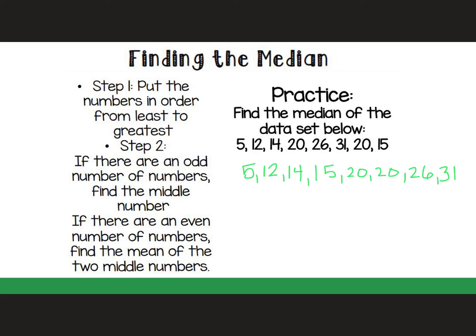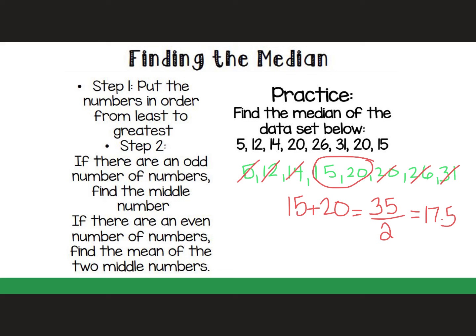So the way I often do this is I will just start crossing out. That's 1 on both sides, 2, 3, and then here I have 2 middle numbers. So I need to find the mean of those middle numbers. So I add them together, and then divide by 2. And that is 17.5. So that is the median of this set of data.